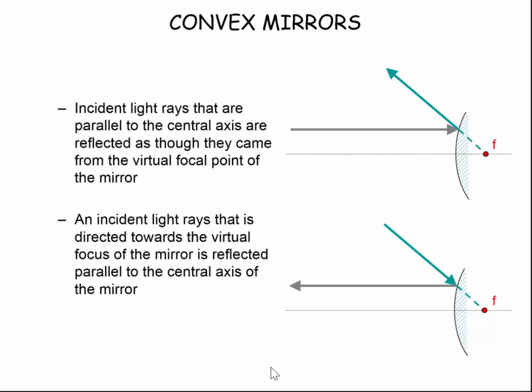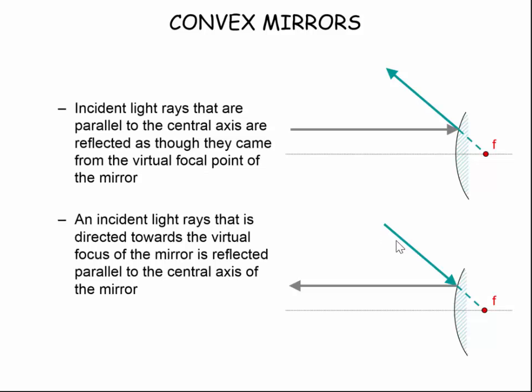Now we're going to talk about convex mirrors. Instead of looking into your spoon as you eat your soup, you're looking at the back of the spoon. So in convex mirrors, incident light rays that are parallel to the central axis reflect through the law of reflection as if they were coming from a virtual focal point of the mirror, which is behind the mirror there. Off they go.